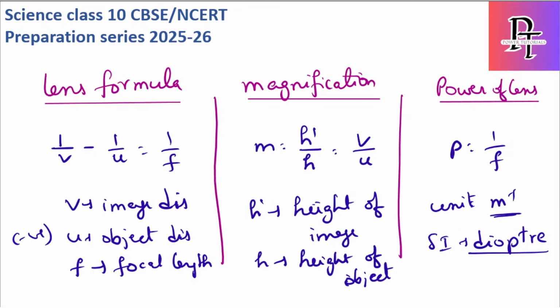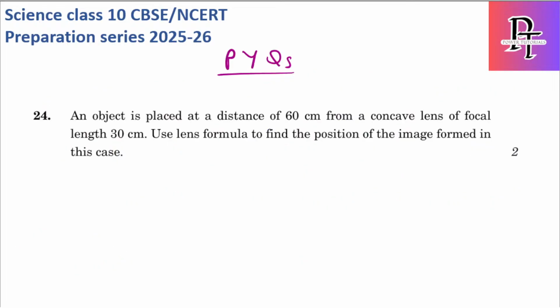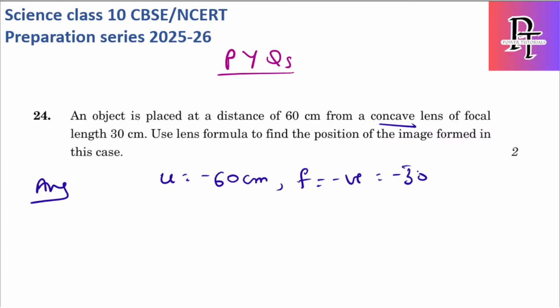Okay, now we are going to start with the PYQs. So I have around 10 questions in total, and I'm going to explain all those 10 questions one by one. First one: an object is placed at a distance of 60 cm. Always remember the object distance is always negative, because the object is always placed to the left of the lens. It is a concave lens, so the focal length is negative, and they have mentioned the focal length also, which is minus 30. They are asking us to find the position of the image formed, so simply the v value.